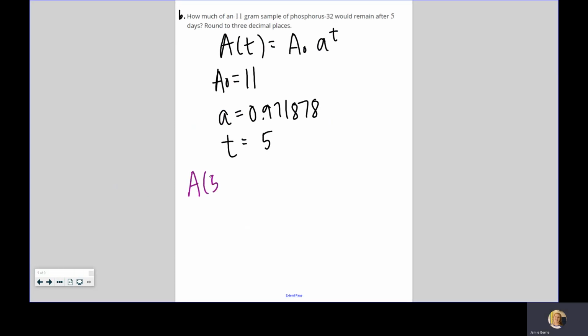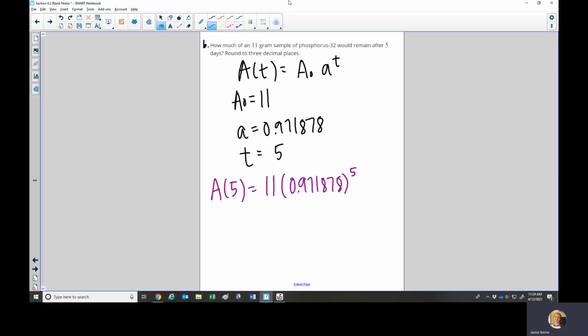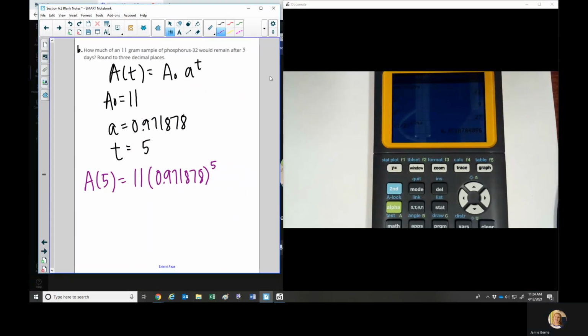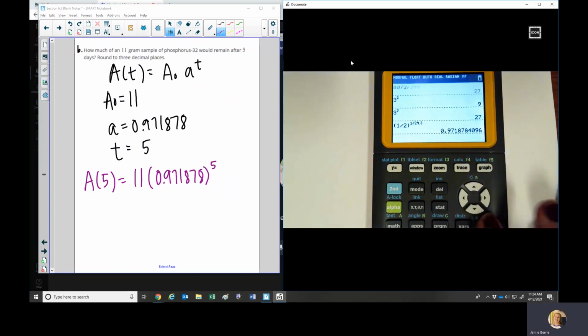All right, so A of 5 equals A sub 0, which is 11 grams, times little a, which was 0.971878, raised to the 5th power because t was 5. Let's just plug this in our calculator. Use all of those decimal points. Okay, so we have 11 times 0.971878 raised to the 5th power.